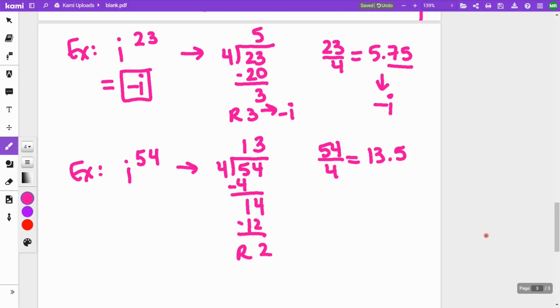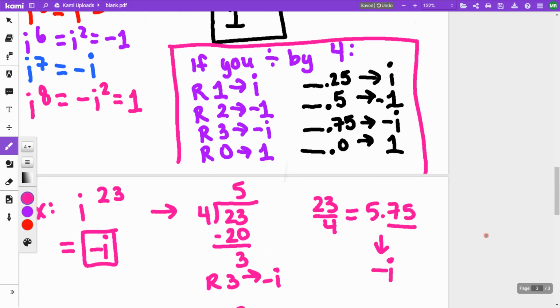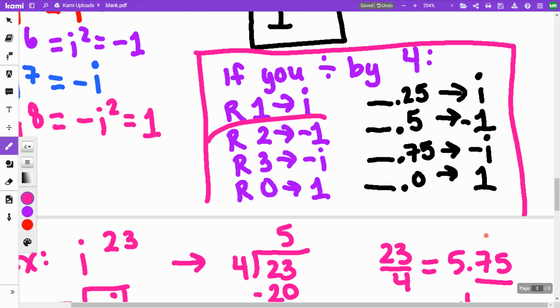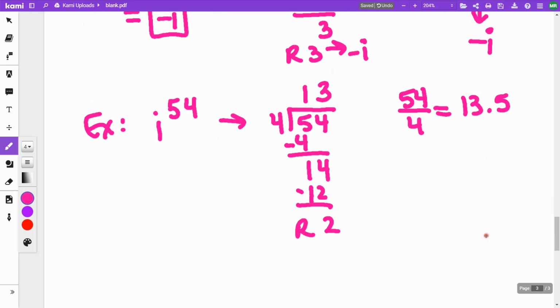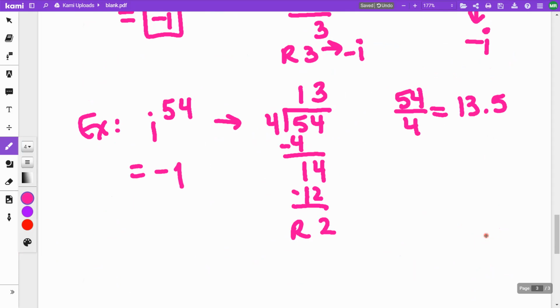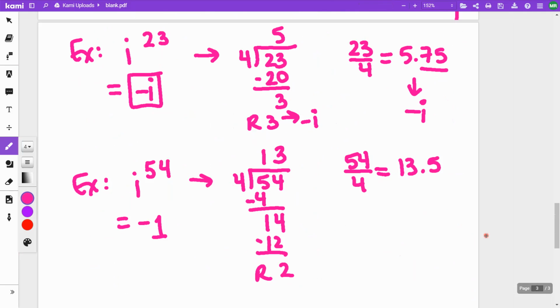Now, either a remainder of 2 or a 0.5, both give me a -1 back. So this answer here is a -1. And that's just a couple of examples that I want us to add in so that we have these in our composition book.